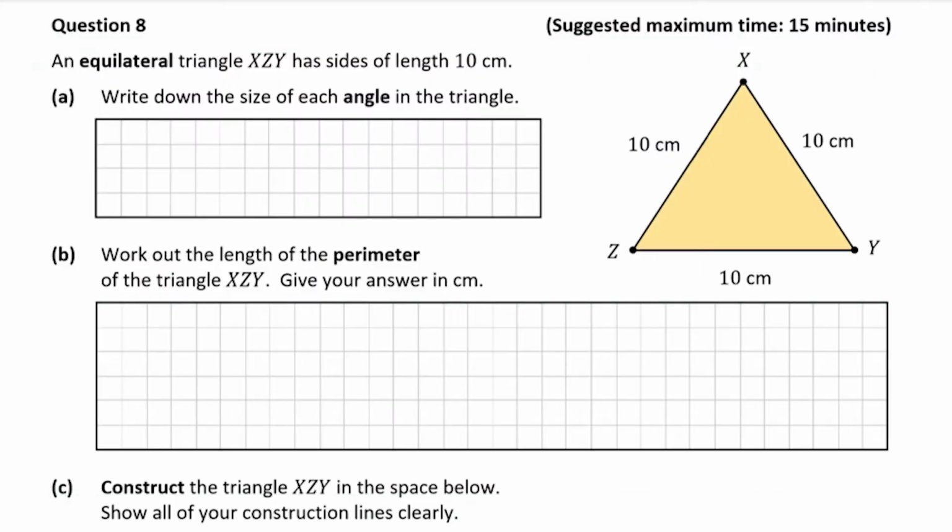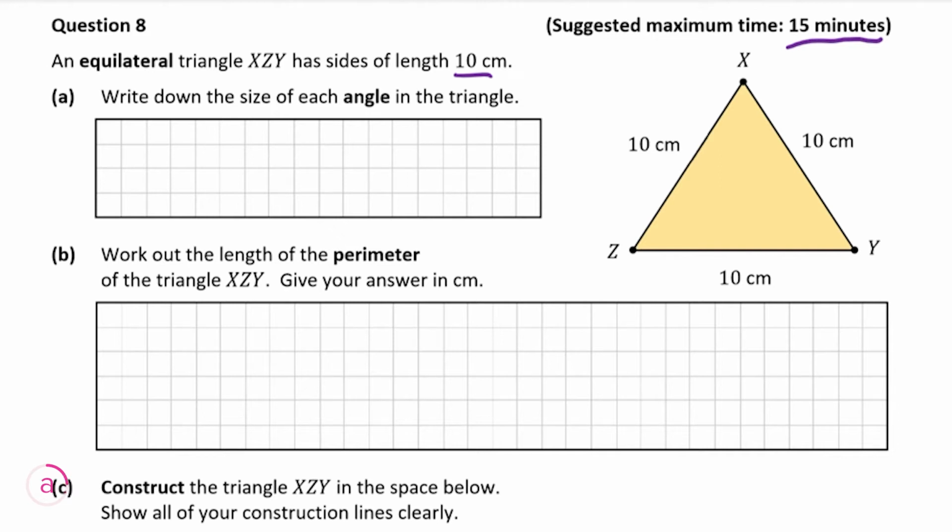Hey guys, my name is Sam, and today we're going to be looking at the 2021 Ordinary Level Junior Cycle Question 8. So today's question should take around 15 minutes, so one of the longer questions on this year's paper, and it reads that an equilateral triangle XZY has a side length of 10 centimeters. And in part A, we're being asked to write down the size of each angle in the triangle.